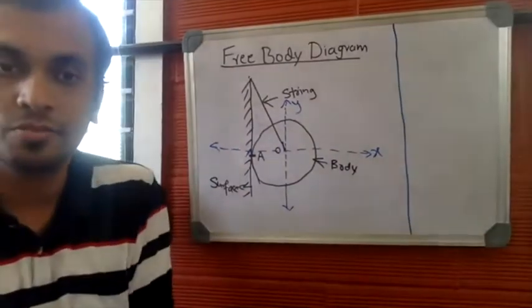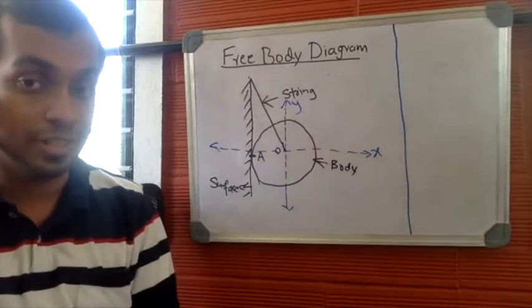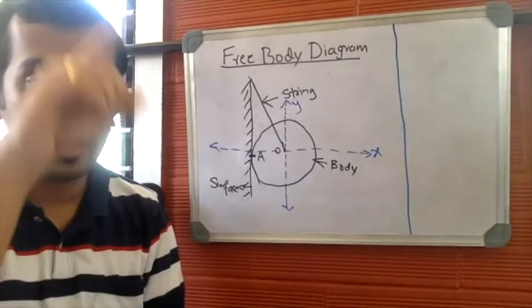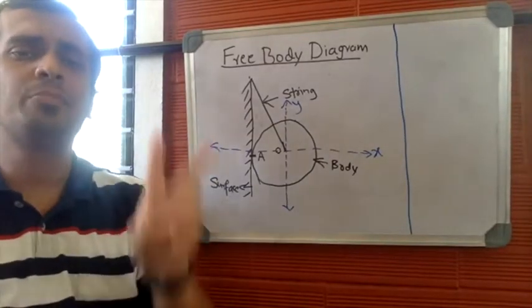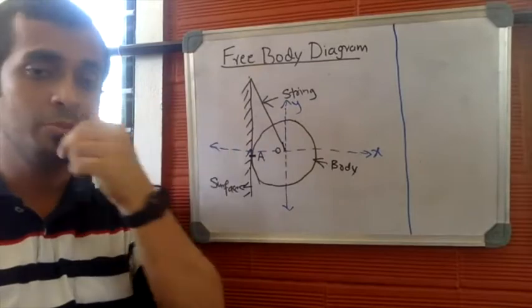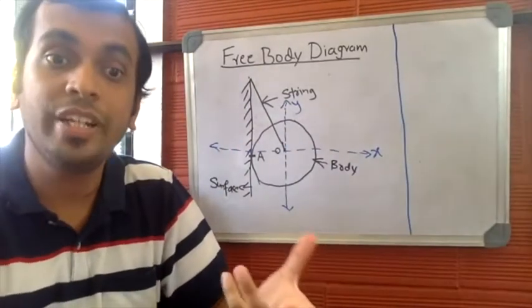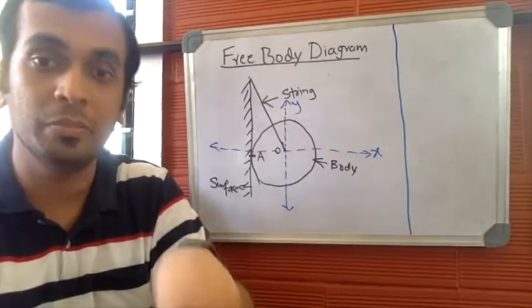Draw the coordinates. So this is step number 1. Step number 1 is to identify the center of the given object or body and to draw the coordinates. Step number 2 is to draw the self weight, mark the self weight. Self weight of the body or object given is to be marked in step number 2.